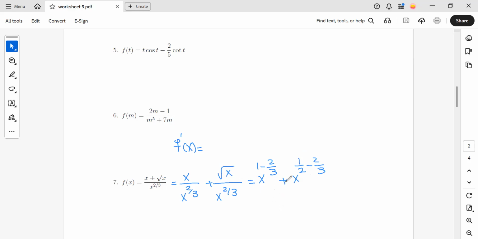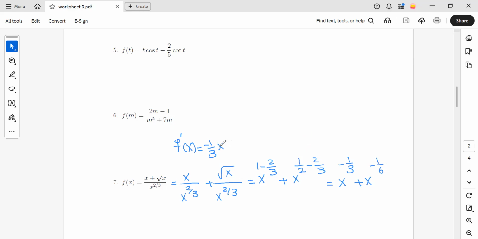So if we pick this one, let's simplify it. It will be x to the power negative 1 over 3 plus x to the power, for these two, the LCM will be 6, so it will be 3 minus 4, which is negative 1 over 6. Now, taking the derivative is easy. It will be negative 1 over 3, x to the power negative 1 over 3.